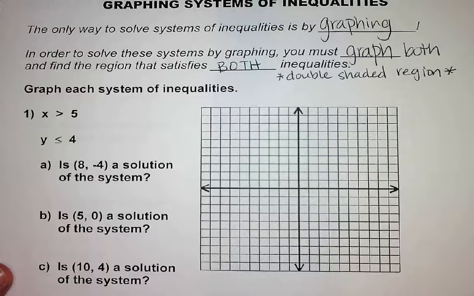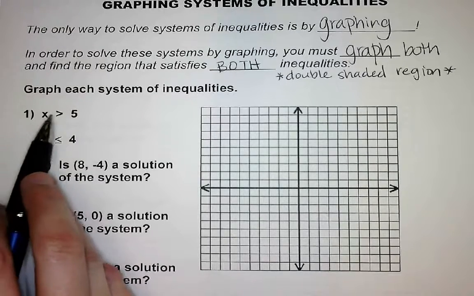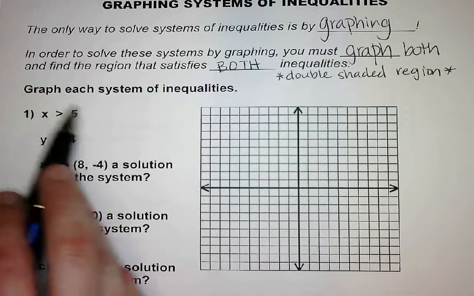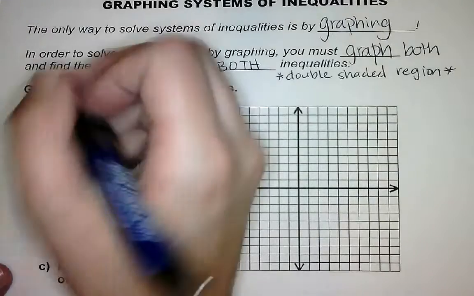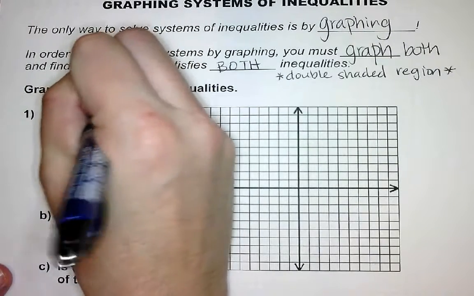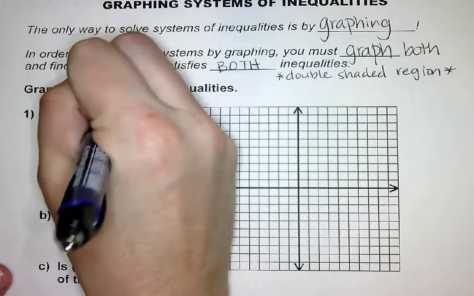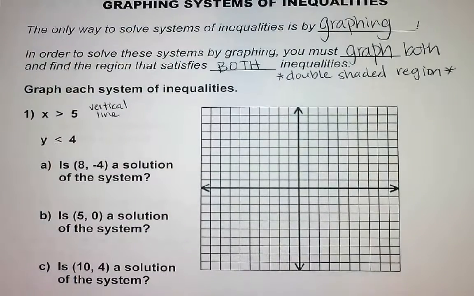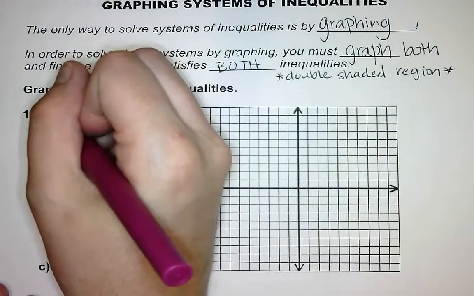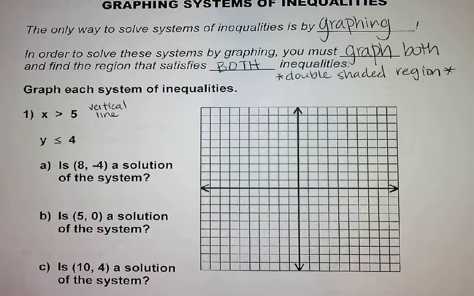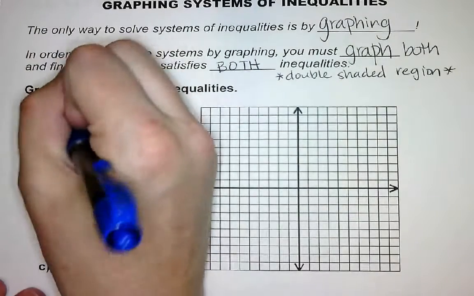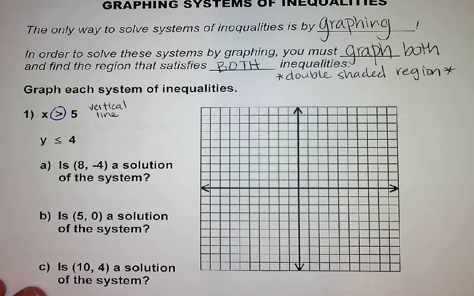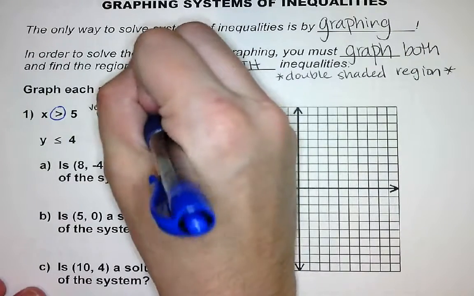All right, here's a good little refresher. x is greater than 5. What kind of line are we dealing with? We're dealing with a vertical line. Is this line going to be dashed or solid? That is going to be dashed.